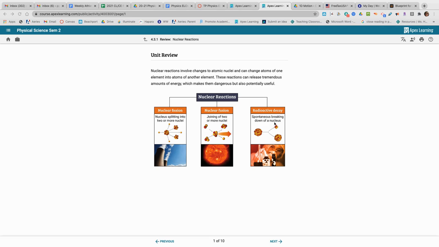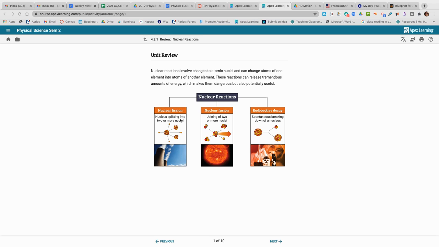And then radioactive decay: some elements that are rather heavy and quite unstable, when given enough time, that nucleus will, what we call, decay. In other words, it will break down into a smaller, more stable nucleus. And in the process, it emits a particle. Sometimes it's an alpha particle, sometimes it's a beta particle, and sometimes it's a gamma particle.